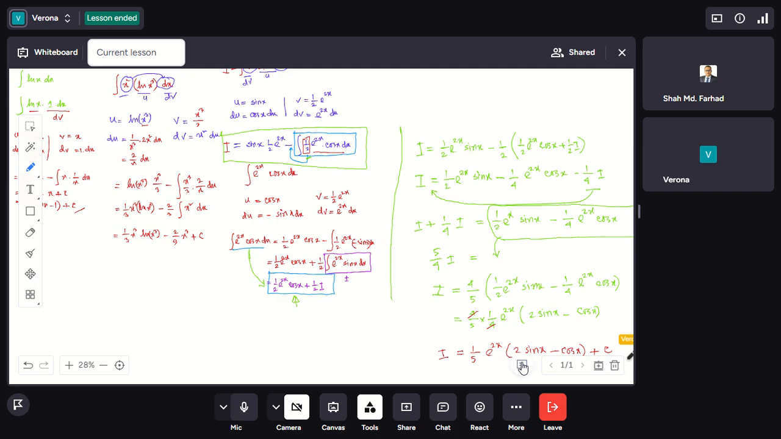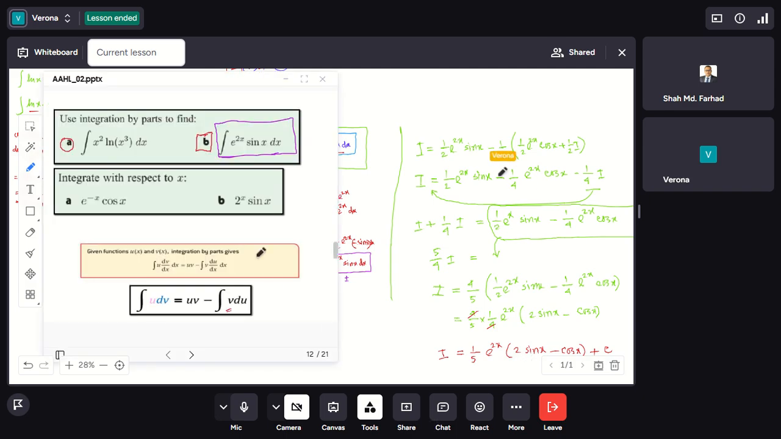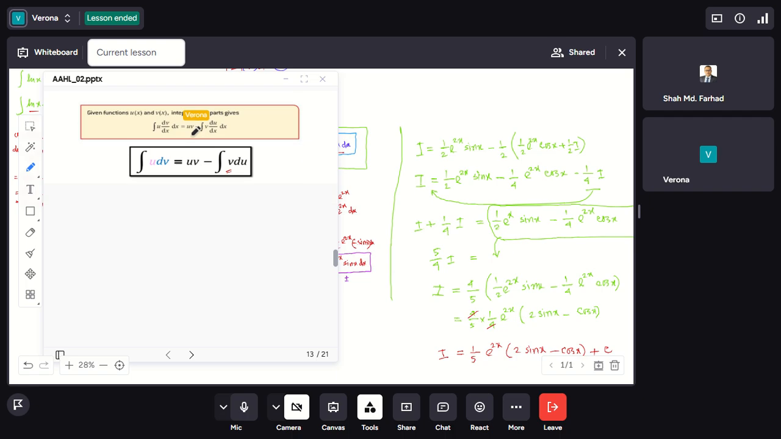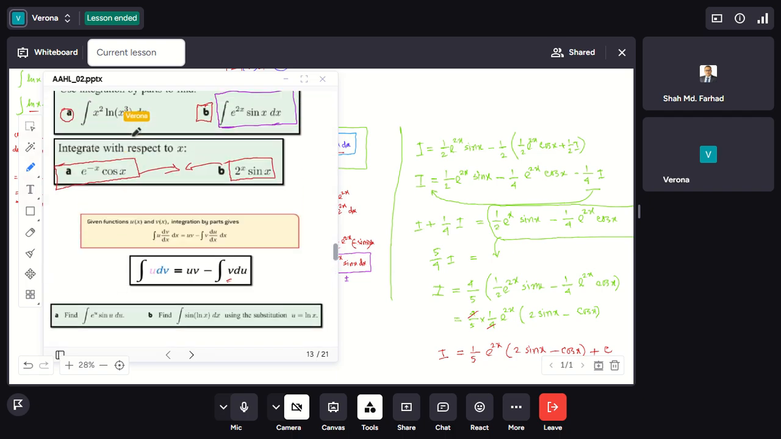Okay, now go for the next. Here, this one is also this type of question, that is repeated integration by parts. This one also is repeated integration by parts. So try these two at home.